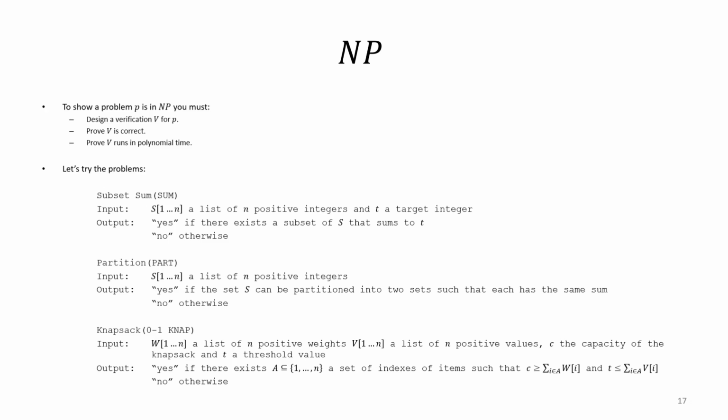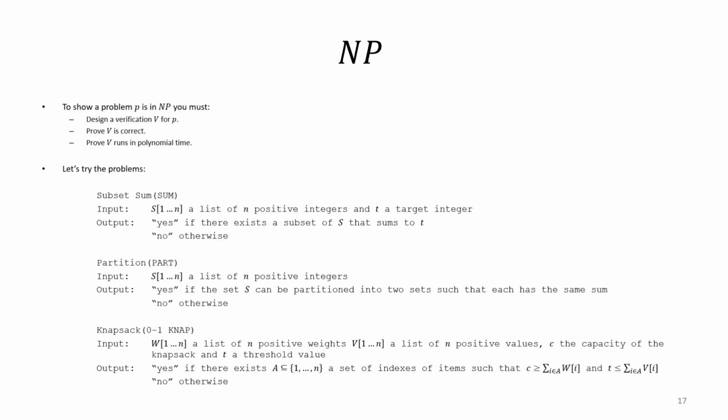We can imagine a version of this problem where in the yes case we also want to know which subset sums to t. So here I've just got once again the strict decision problem version where we have a yes-no output. Then partition is again very closely related to subset sum.